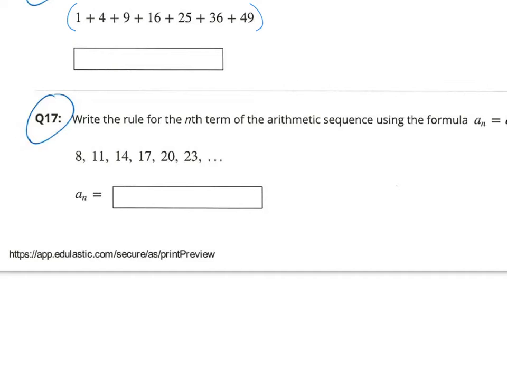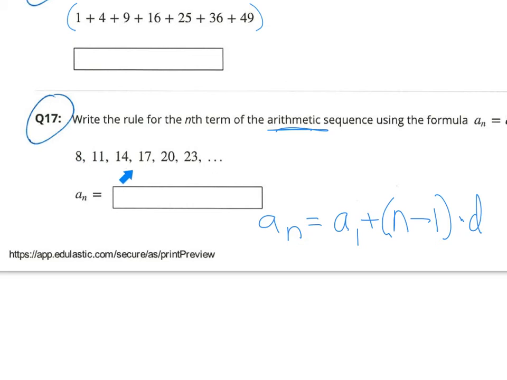Okay, number 17, we want to write the arithmetic rule. Remember, the arithmetic rule is a sub n equals the first term plus n minus 1 times d, which is the difference. What is the difference between every one of these numbers? Find the pattern. That goes here. First number goes there. You're just writing it in this format in your box. That's all you got to do, is write the rule.